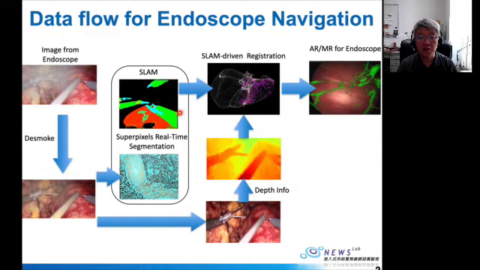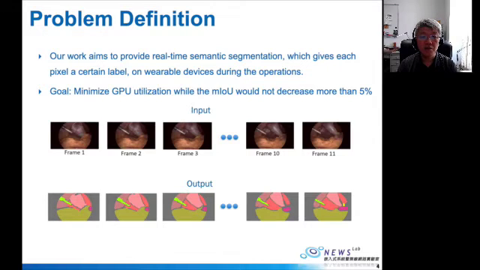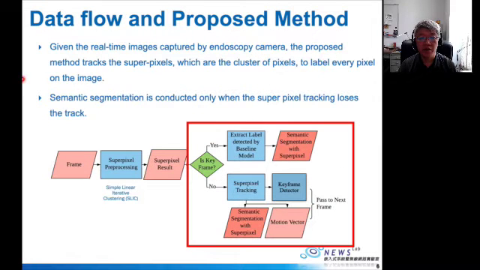So in this paper, we will focus on this part, to provide real-time segmentation to track the label result. We are given the input, which is the endoscope image. Then what we want to do is generate the semantic segmentation result of this endoscope image in real time. So we want to minimize the GPU utilization to label this image, while the mIoU will not decrease by more than 5%. And the proposed method will track the superpixel instead of the pixel. Superpixels are clusters of pixels used to label every pixel on the image.